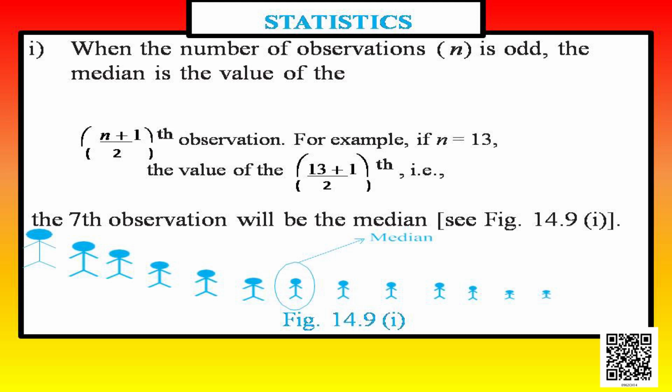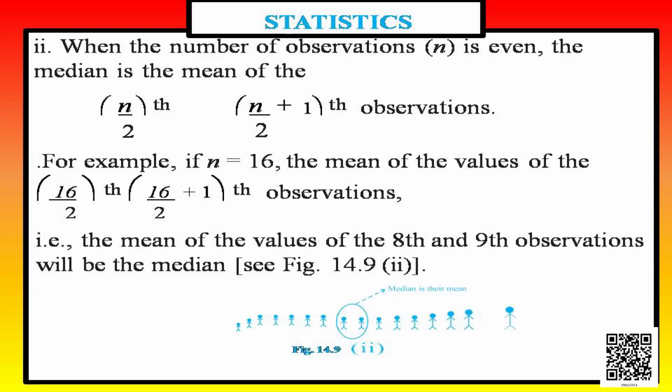First one, when the number of observations, that is n, is odd, then the median is the value of the (n plus 1) by 2th observation. For example, if n is 13, the value of the (13 plus 1) by 2th, that is the 7th observation, will be the median.